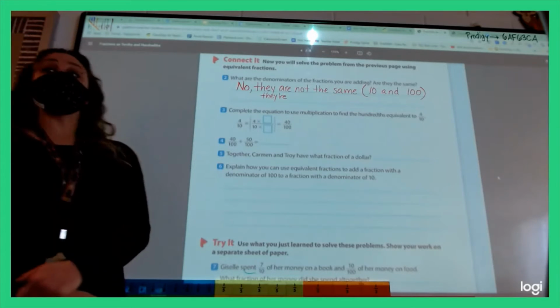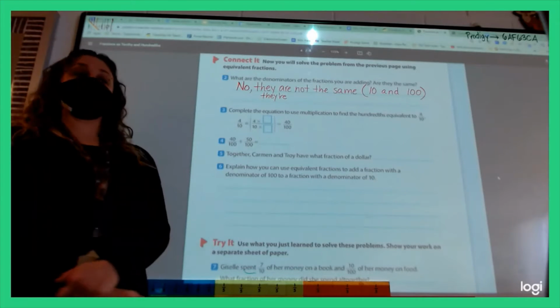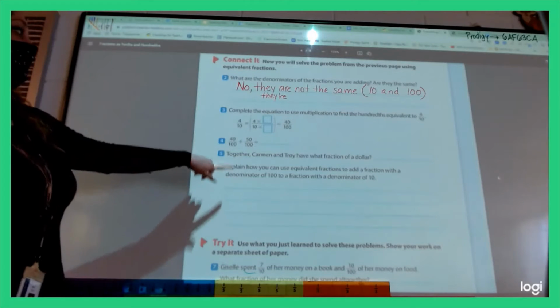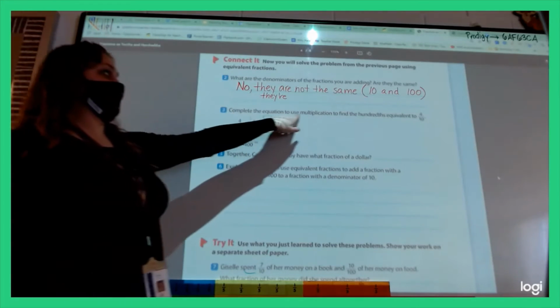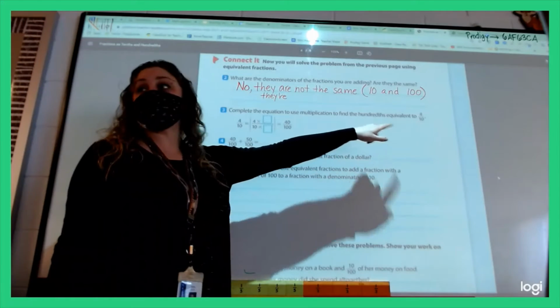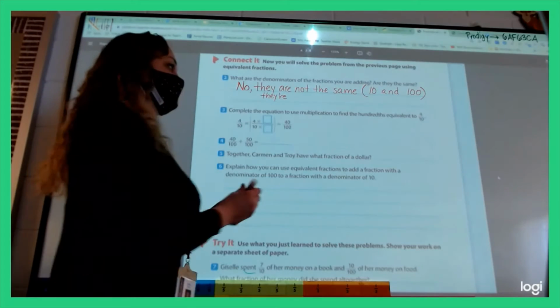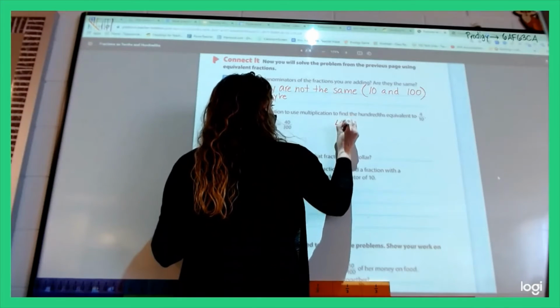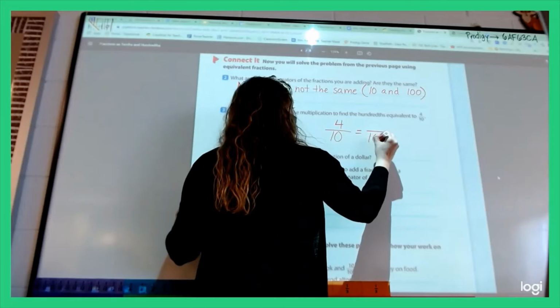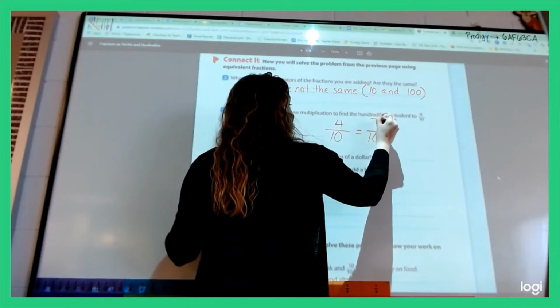All right, questions on number 2. That's pretty straightforward. Okay, number 3, stay with me. Make sure your brain keeps soaking this in. We need to complete the equation to use multiplication to find the hundredths equivalent to 4/10. So all we're doing right now is when we want to find an equivalent fraction, and normally we set it up like this, and we have to figure out what that is.